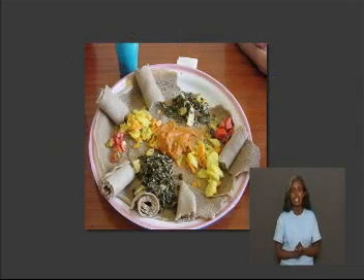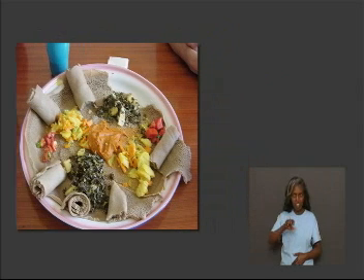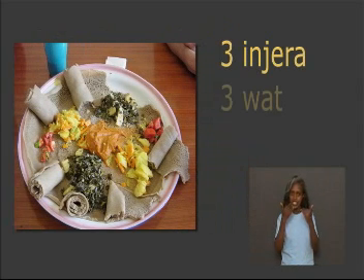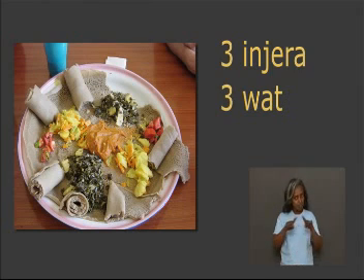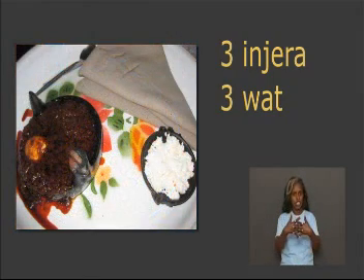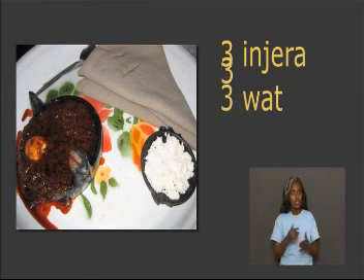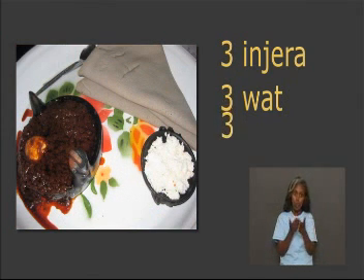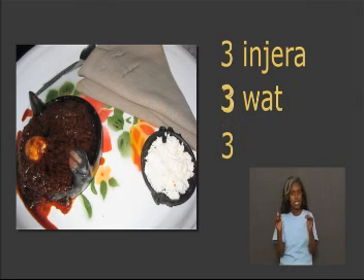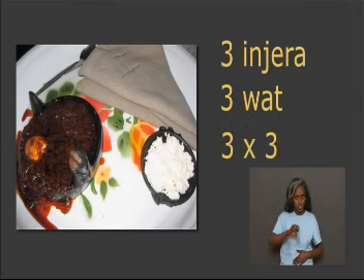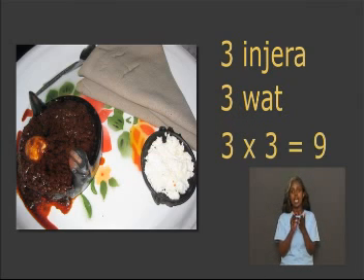An injera seller sells injera in 3 sizes with 3 different wat. If I want 1 injera with 1 wat, there is a possibility of 9 combinations. This is because the total number of outcomes is equal to the number of sizes of injera times the number of different wat.